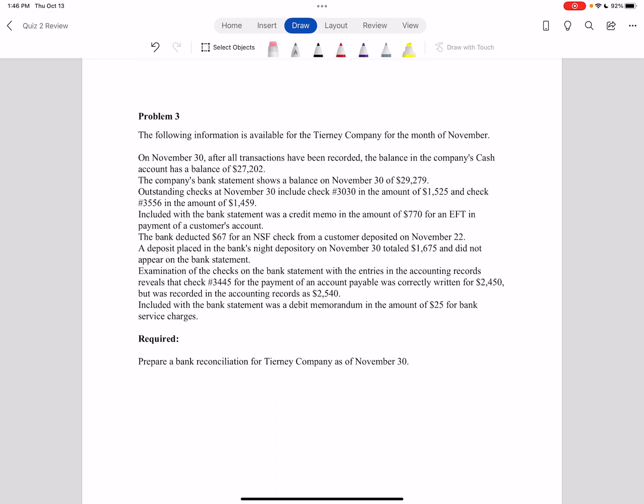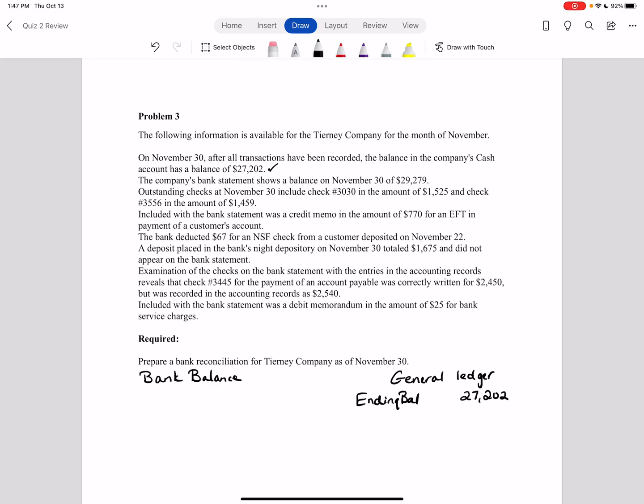So the best place to start when you begin is you want to get both of your balances, right? So on the right-hand side, this is where I'm going to put my general ledger information, or the company books information. And so my ending balance per the general ledger, let me go up and start reading. On November 30th, after all transactions have been recorded, the balance in the company's cash account has a balance of $27,202. Okay, I'll put a little check there so I know I've taken care of it. $27,202.